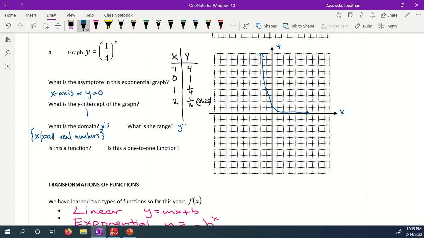And the range, once again, is the y's. Remember, it's going to be everything bigger than 0, but not including 0. So we can just say y is greater than 0, and we can do our set builder notation as well here.